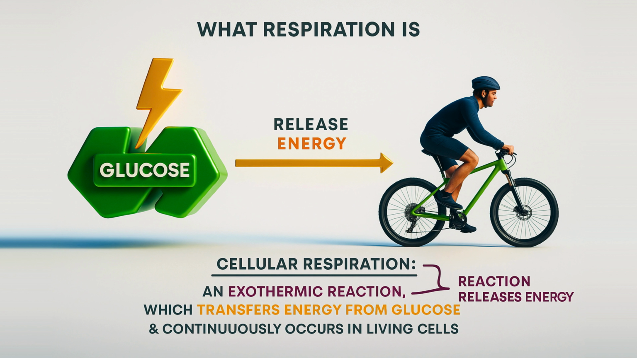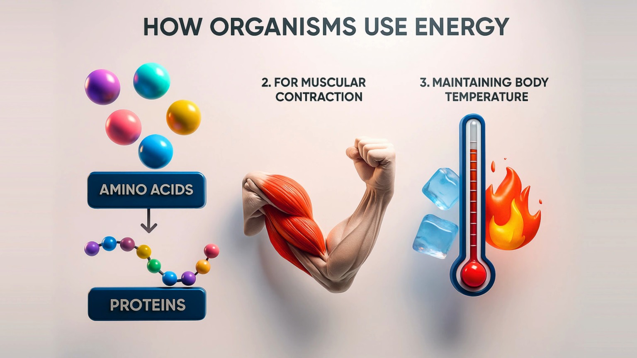Before diving deeper into how respiration works, let us consider 3 examples of how organisms use their energy. One way is by building larger molecules from many smaller ones, for instance, combining amino acids to form proteins. Another example is muscular contraction, which enables movement of our limbs and allows us to move around. And a third example is maintaining a stable body temperature so we can stay warm even in colder environments.